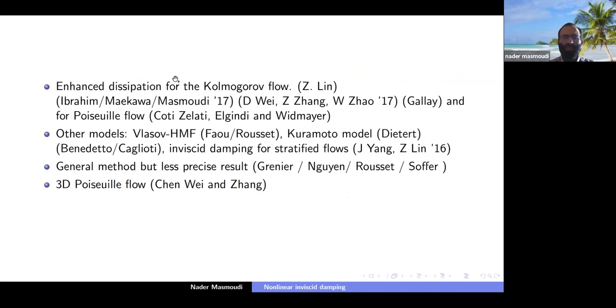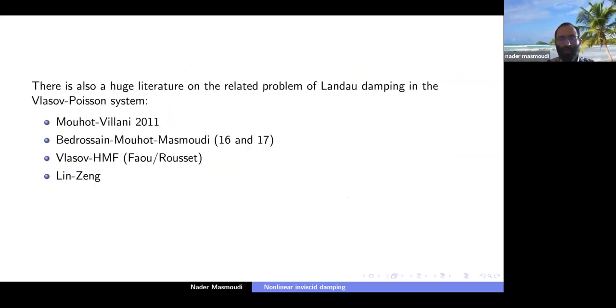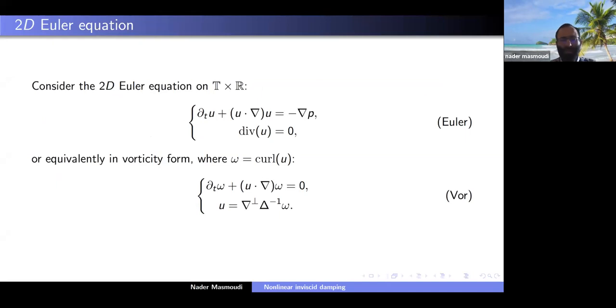So-called enhanced dissipation. I'm not going to really discuss this here. Other models. Of course, there is also a huge literature on the plasma physics equivalent of the Euler flow, which is the Landau damping. There is also a lot of literature here. Now let me state the first result with Jacob.